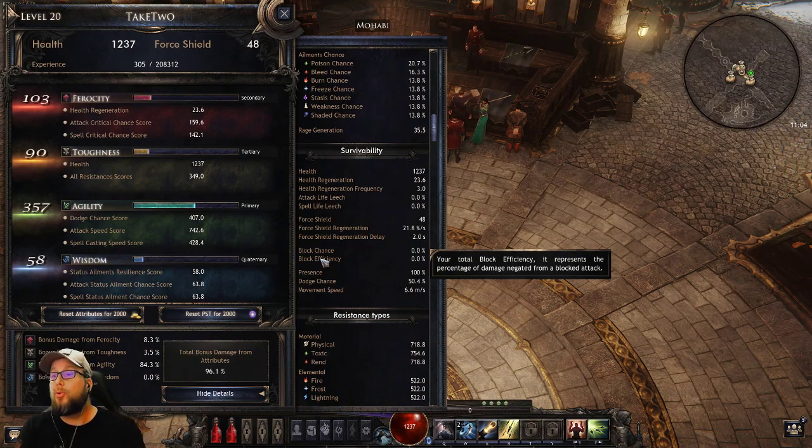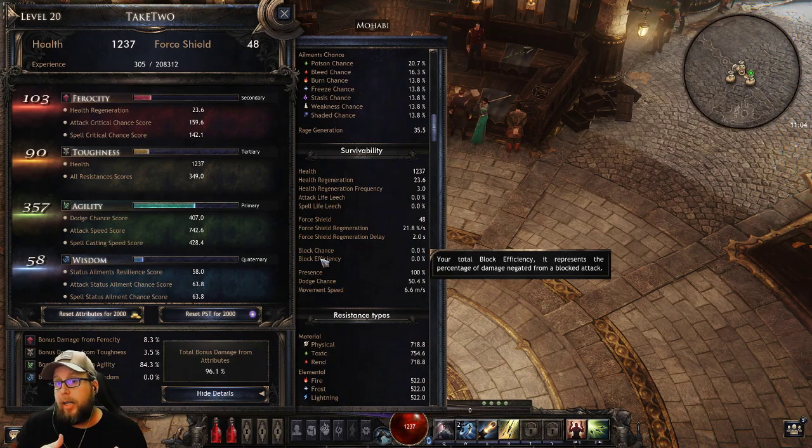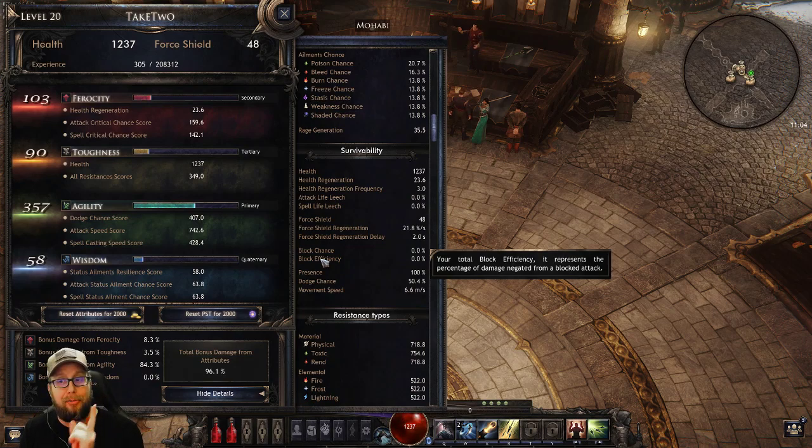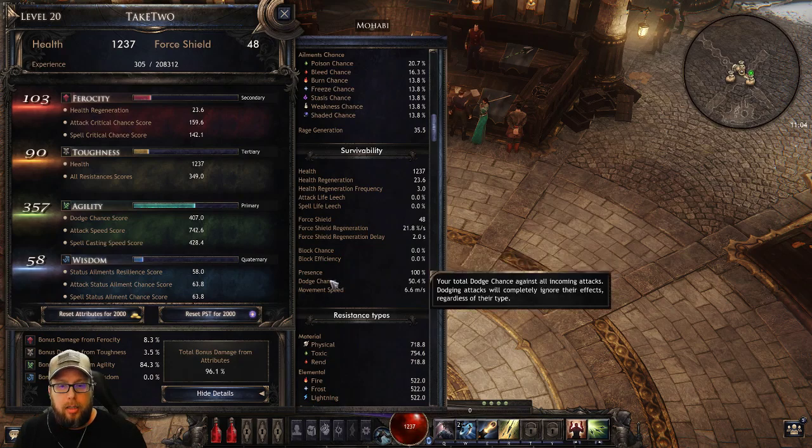So say I do block the attack, right? Am I going to block 25% of the damage, 50% of the damage, 75, 100% of the damage? That's block efficiency. So even though you block the attack, it doesn't mean you're blocking all the damage, just a percentage of the damage. That's what efficiency is. Okay?